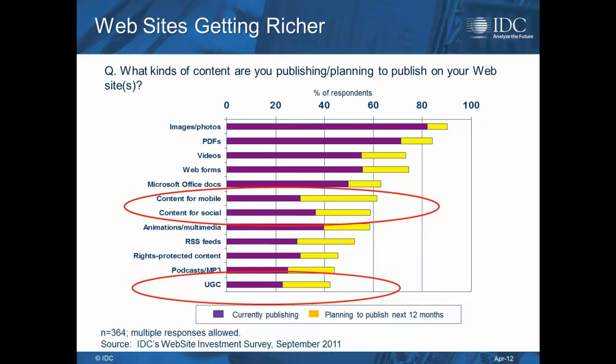At the same time, our survey data shows the increasing adoption of mobile and social. Note the big jump here in expectations around publishing mobile and social content, including user-generated content. And also, as you can see on this chart, generally speaking, websites are continuing to get richer and higher gloss.